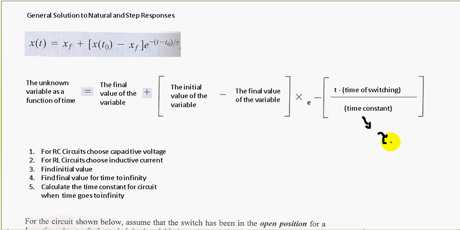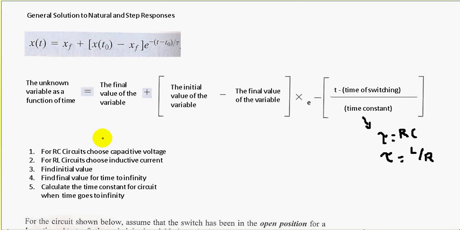Okay. Now tau in RC circuits is equal to, remember, R times C. Now in RL circuits, however, tau is equal to L over R. Okay. Now, what do we know for this variable? How do we know? Do we search for currents or voltages?